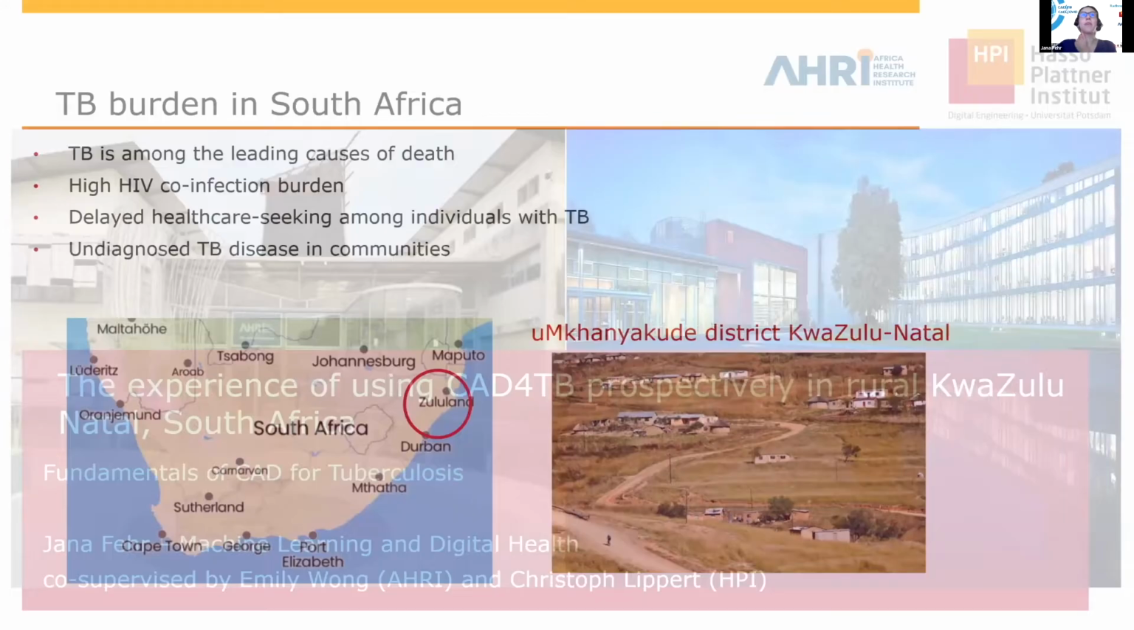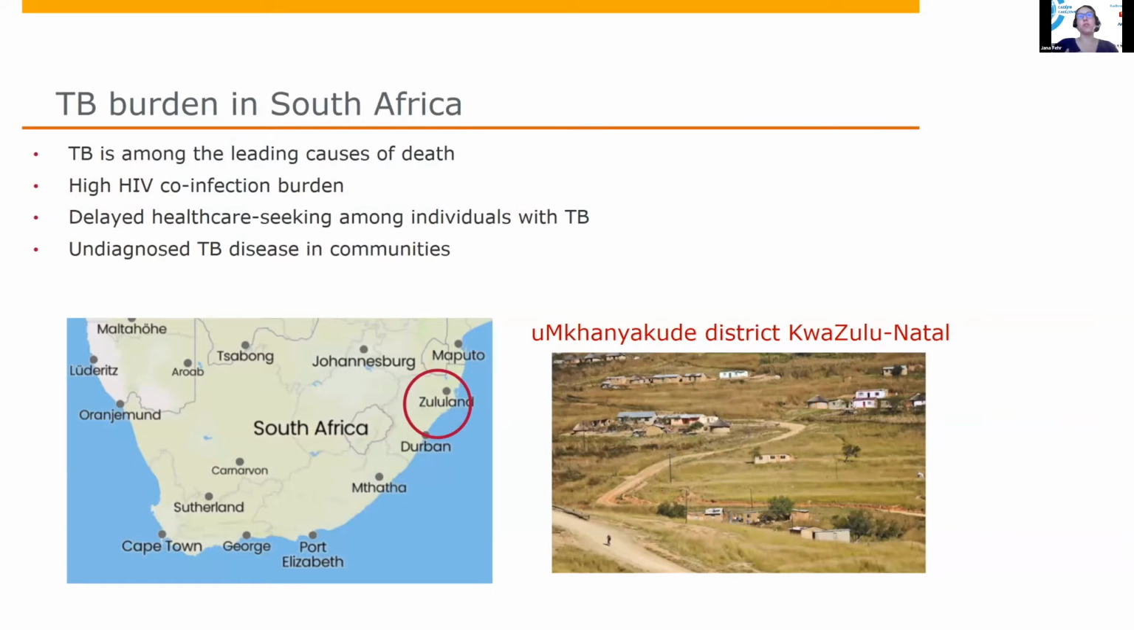Just to give you a bit of background, in South Africa, TB is still one of the most important health problems and also one of the leading causes of death. It often also co-occurs with a high rate of HIV infection. One problem in controlling TB infection is that people with TB often seek healthcare only quite late, because access to healthcare can be difficult, especially in rural areas. Last year, there was also a completed national TB prevalence survey, and they estimated that there are many people with undiagnosed TB living in South Africa.